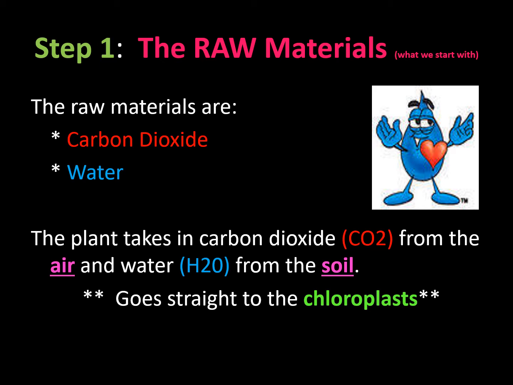So we talk about the raw materials, what we start with. Plants are going to need carbon dioxide and water. Plants are going to take in CO2 from the air and water from the soil, and the chloroplasts are going to do all the work.